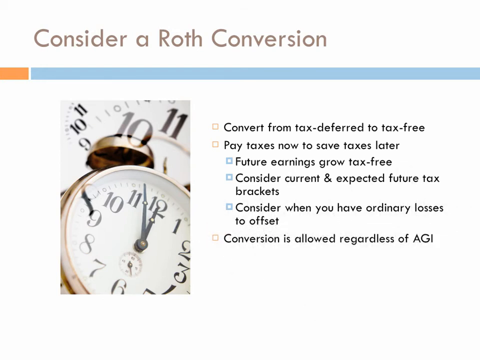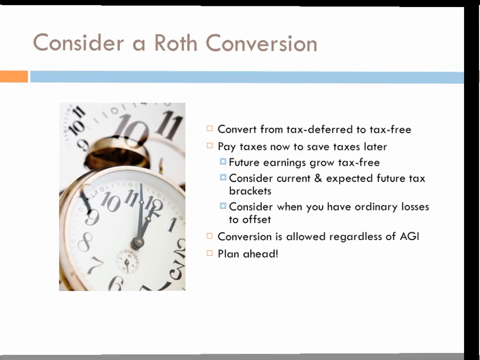If you were previously unable to make a Roth contribution due to adjusted gross income limits, those limits no longer apply to conversions. This means that while you may be unable to make a direct contribution to a Roth IRA, you may still be able to maximize your traditional IRA deduction and then convert it to a Roth. However, remember that when you do a Roth conversion, you are creating a tax liability, so you need to plan ahead and be prepared to pay the tax created by the conversion.